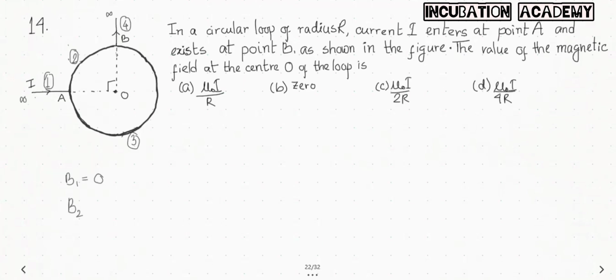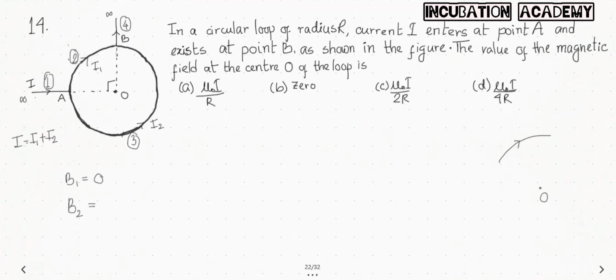Now for the B2 section, we have to consider that if the current I enters at A, it divides into two different parts. Let us say this is the I1 part, and this is the I2 part. Obviously we can say here I equals I1 plus I2. To find the magnetic field for the B2 section, we can use one formula for a current carrying arc.